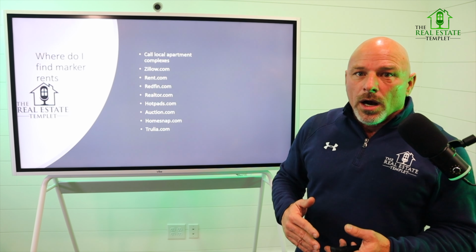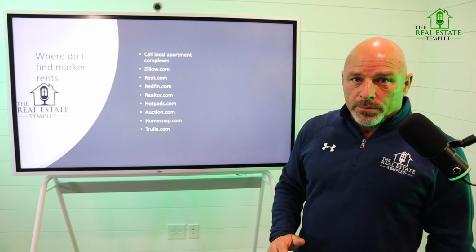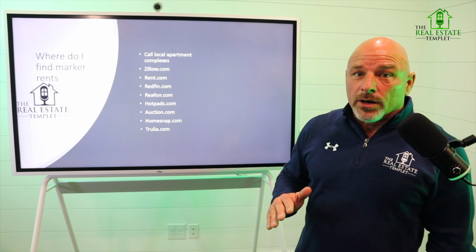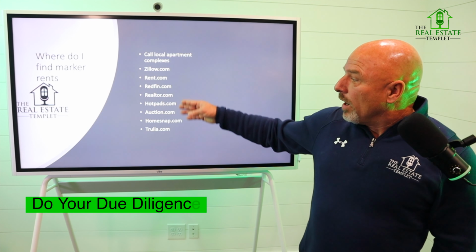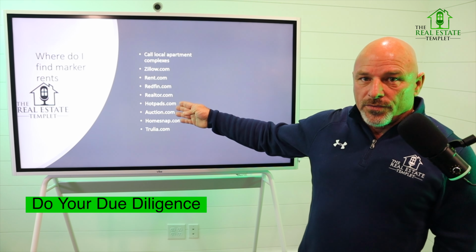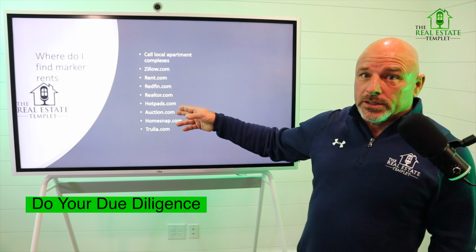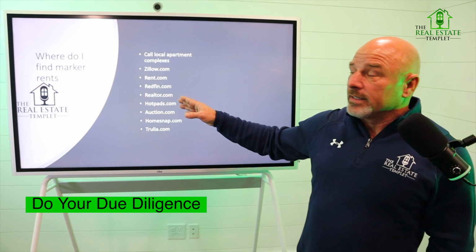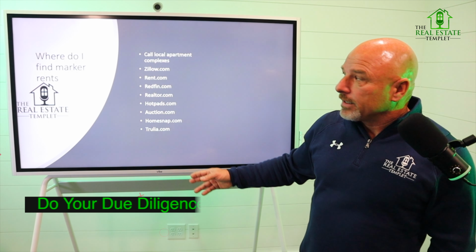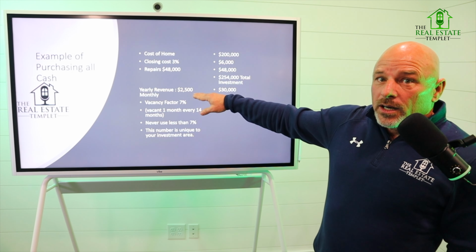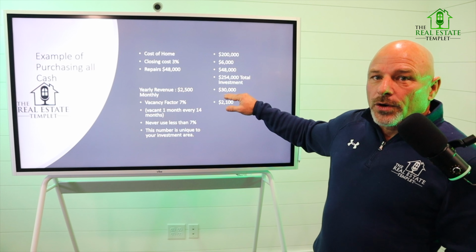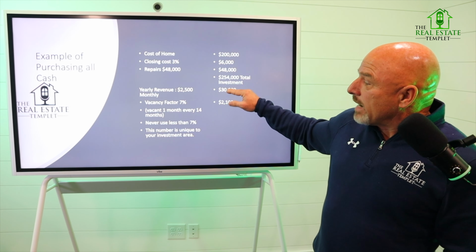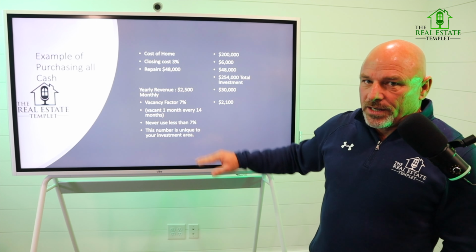I'm not saying they are 100% right, because they are not 100% right. There is room for error, so you have to use a little bit of common sense. But that is your homework, to verify that your market rents are exactly what you think they are. Double check it, triple check it. So we know we got the $2,500 a month. We know we're going to make $30,000 a year. So now we need to figure in vacancy factor.